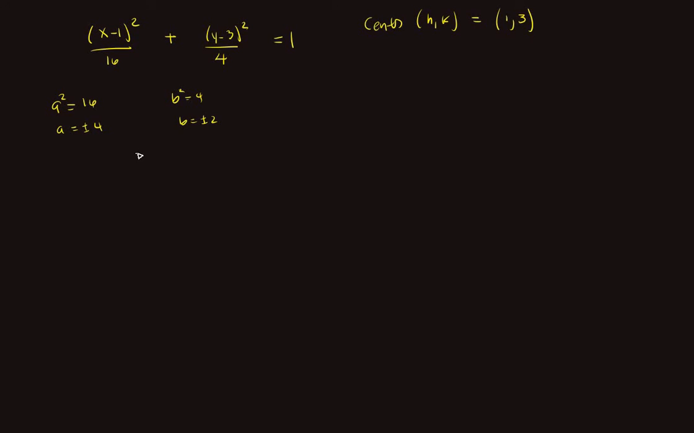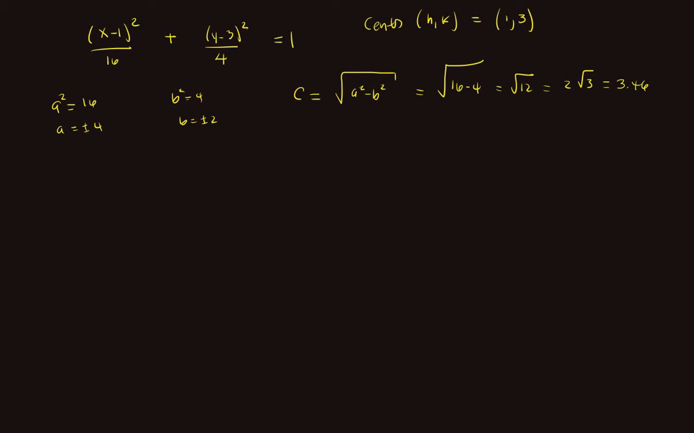We need to find the focus. First of all, the value of C. For an ellipse, C is equal to the square root of a squared minus b squared, which in this case is the square root of 16 minus 4. It's going to be the square root of 12, which is 2 square root of 3, which is equal to 3.46. Now that we have C, let's try to find the focus.